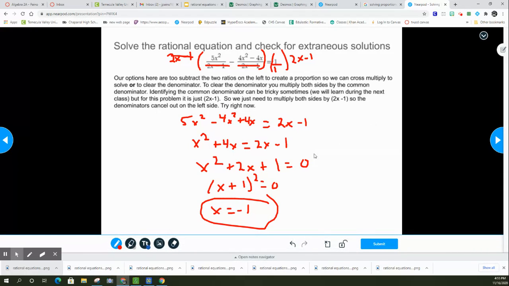Now you guys are going to try some questions on the classic quiz. So you're going to do your work on a separate sheet of paper, type in the right answers, and take that little quiz.